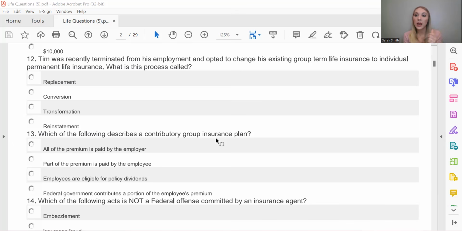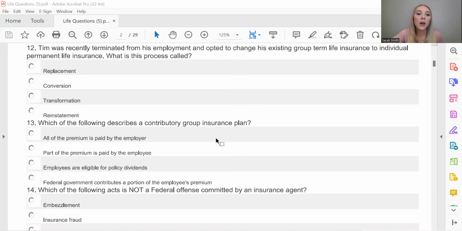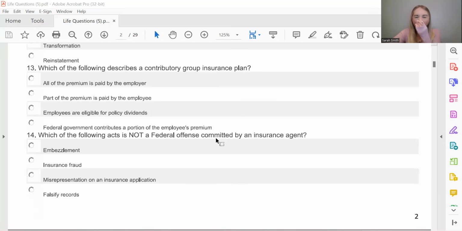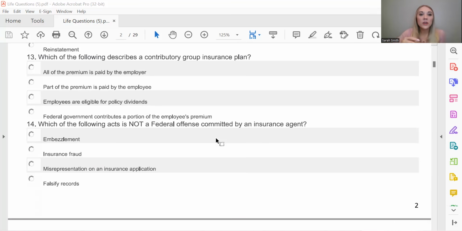But you also don't have to worry about the fact that you might have this condition that a private company won't accept you for. So now you can get this individual coverage without having to medically underwrite, and you could have life insurance, whereas before you might not have been able to qualify. So that is a pretty good privilege, in my opinion. So sorry. Which of the following describes a contributory group insurance plan?